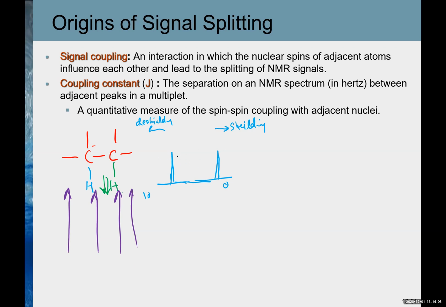So split signal. The way I've shown here, they look quite apart from each other. They are not that apart. They actually are just a tiny bit apart. So this is called coupling. And the distance between these two is quite tiny. This is known as coupling constant, or J. So this is a coupling constant.